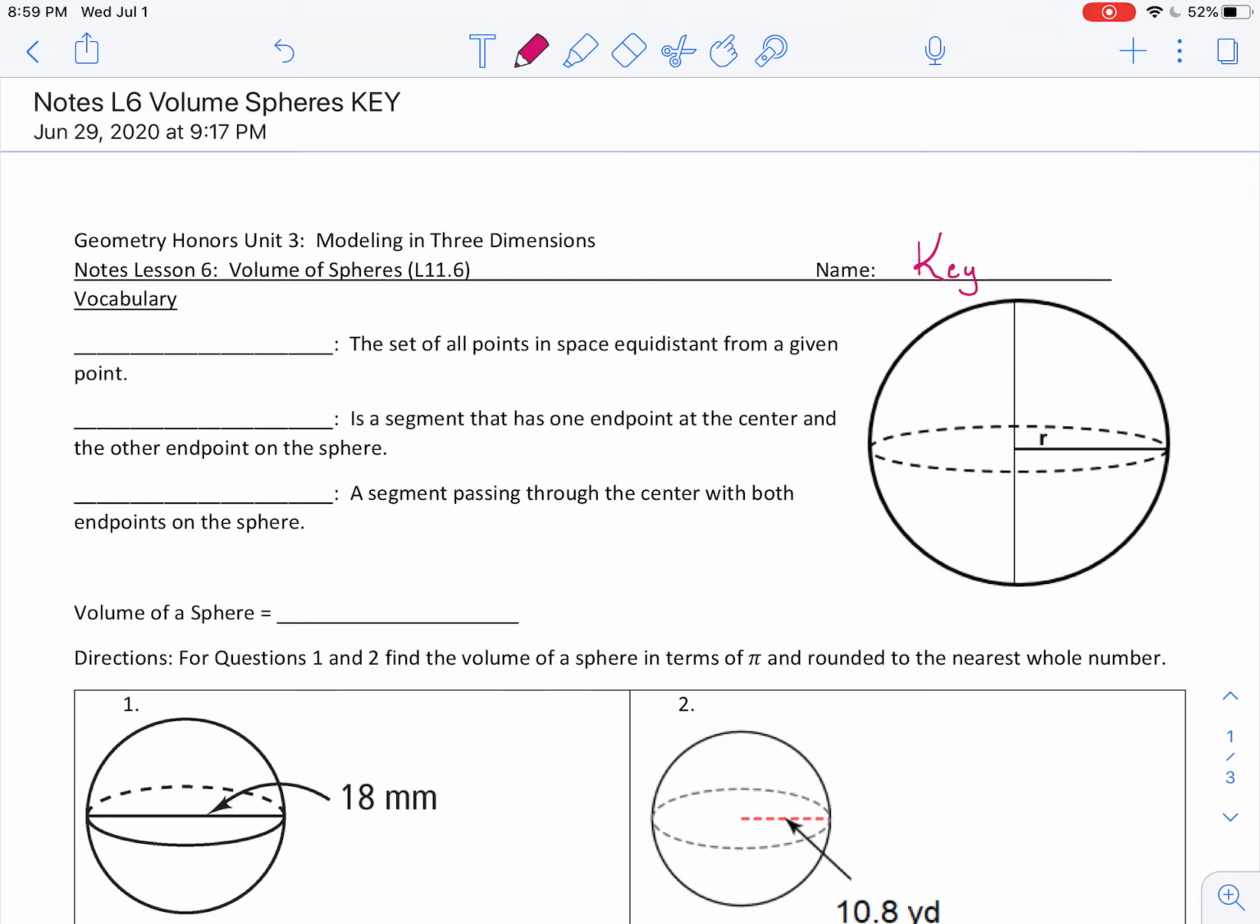Okay, guys, this is the last lesson you have to get through, and then a quiz, a test, and a final, and you have your credit, which is really exciting. So we're talking about volume of spheres.